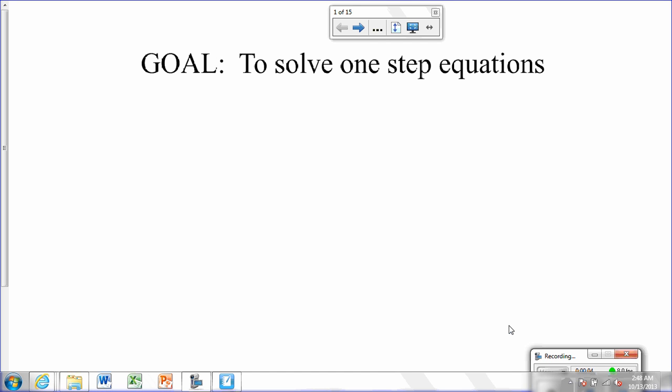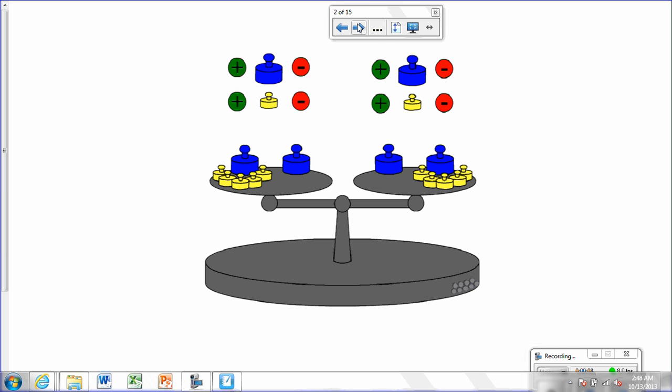Hi everyone, today's goal is to solve one-step equations. Now remember, an equal sign means that both sides of the equal sign have to be in balance. So think back. I know I've done this before with you guys if you had me for 7th or 8th grade. But the equal sign's here in the middle, and this is our balance scale.